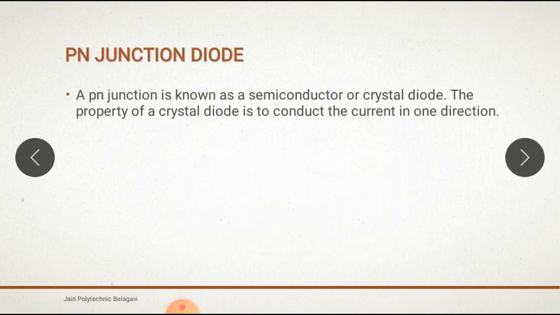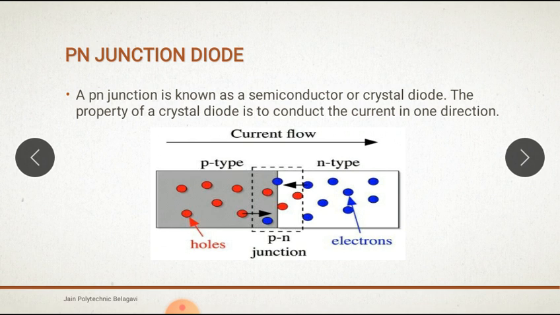PN junction diode. A PN junction diode is also known as a semiconductor or crystal diode. The property of a crystal diode is to conduct current in one direction, which permits it to be used as a rectifier. This is the diagram of a PN junction diode. Here it consists of P type and N type semiconductor.